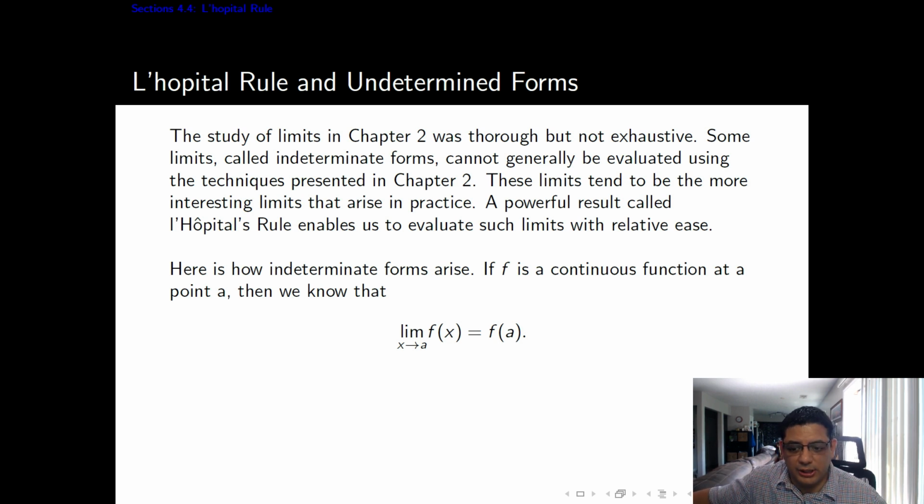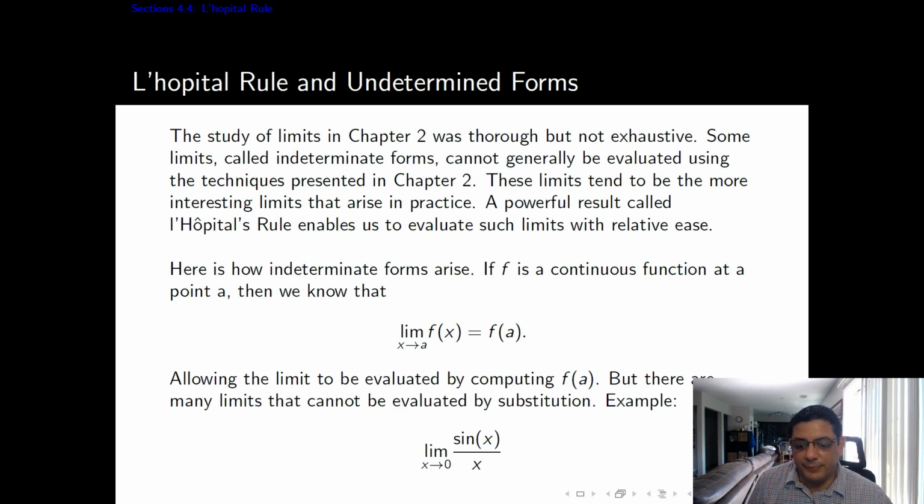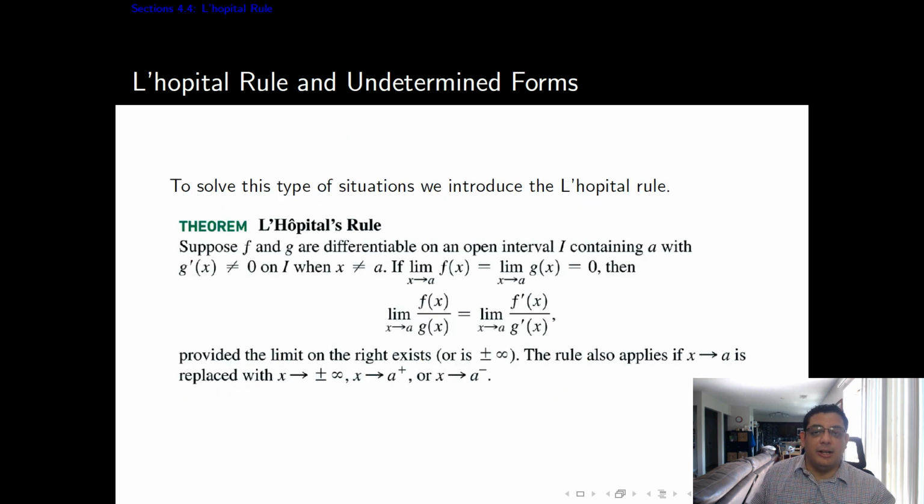If f is a continuous function at a point, then we know that the limit when x goes to a of f of x is f of a. If we allow the limit to be evaluated by computing f of a, it works for some cases, but there are many limits that cannot be evaluated by substitution. For example, the limit when x goes to 0 of sine of x over x. Before, we agreed that this was 1, but if you plug 0 into each of the parts, you get something of the shape 0 over 0. And so we need something else to deal with those limits.